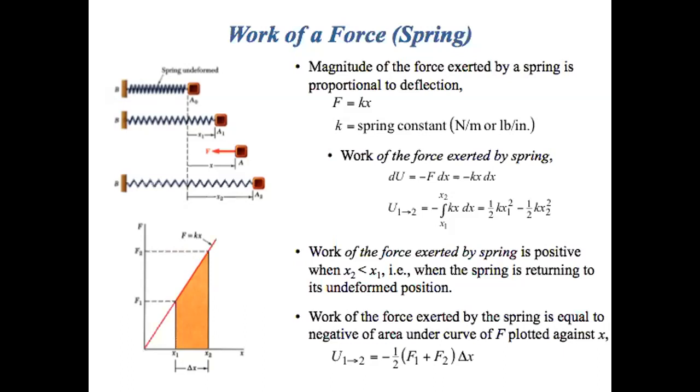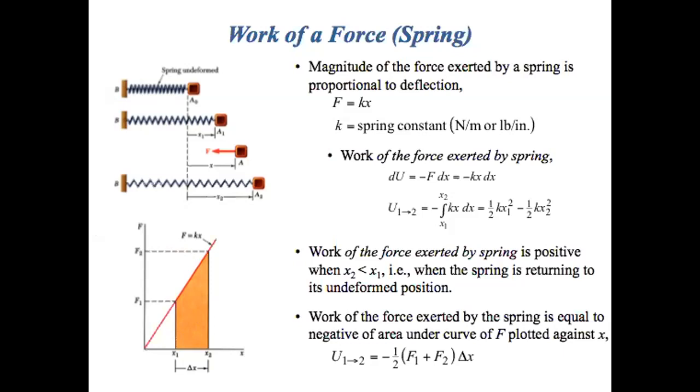As you can see, the work of a spring is independent of the path from x1 to x2. The work of the force exerted by a spring is positive when x1 is bigger than x2. Also, the work of the force exerted by the spring is equal to the negative of the area under the curve of F plotted against x.